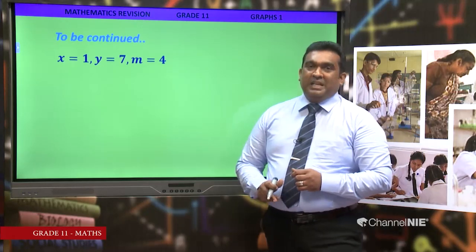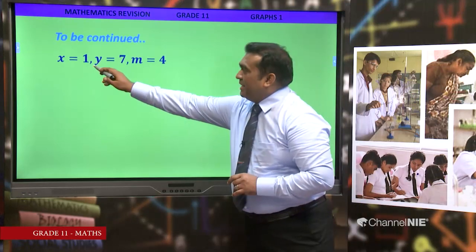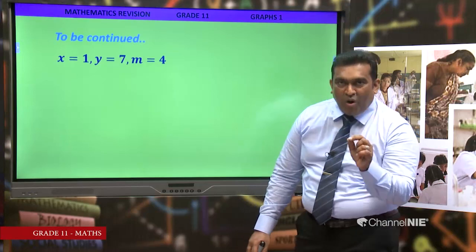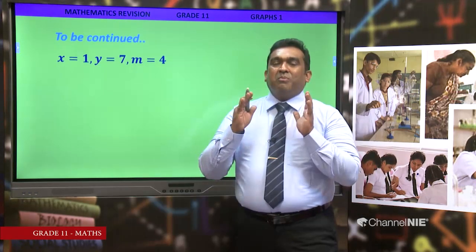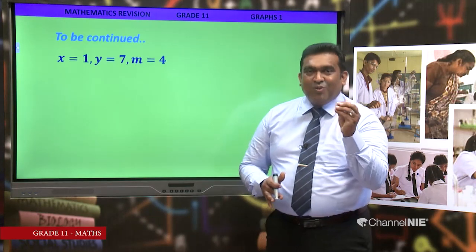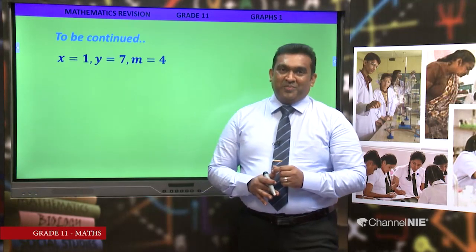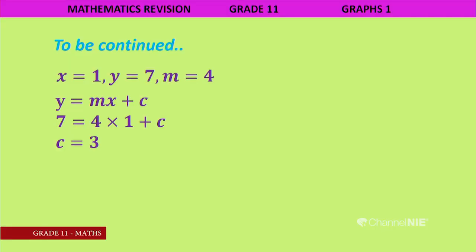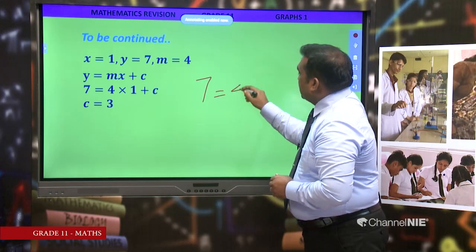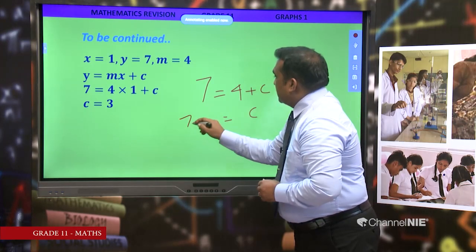We want to find the value of c. We have the gradient. The x coordinate is 1, the y coordinate is 7. You can consider any point on the straight line. I considered the point (1, 7). If I consider the point (1, 7) which is on the straight line, the coordinates should satisfy the equation. Then x equals 1, y equals 7, m equals 4. This is our standard equation of a straight line. Substituting y equals 7, we know m is 4 multiplied by 1 plus c, we do not know the value of c here. If I explain further, 7 equals 4 plus c, so c equals 7 minus 4.